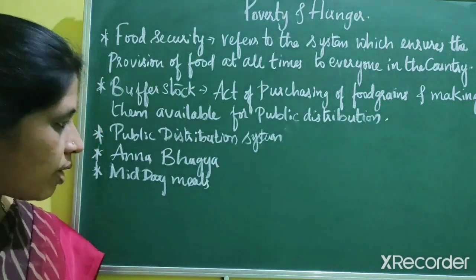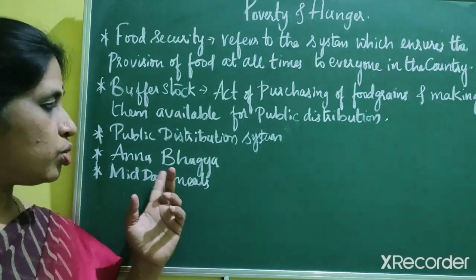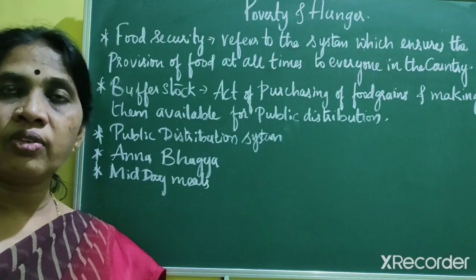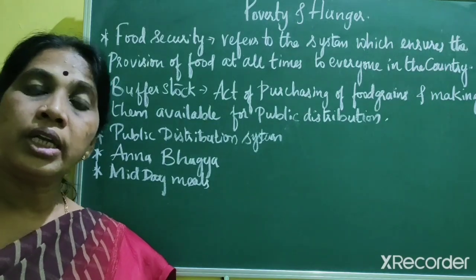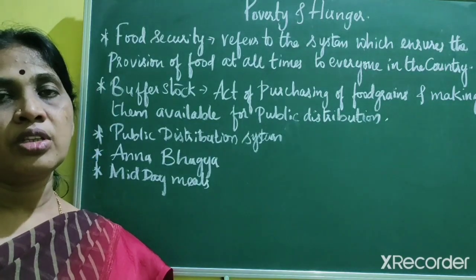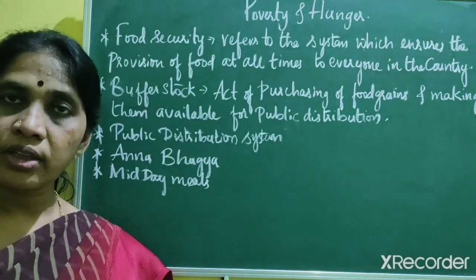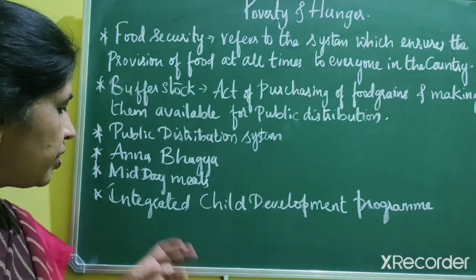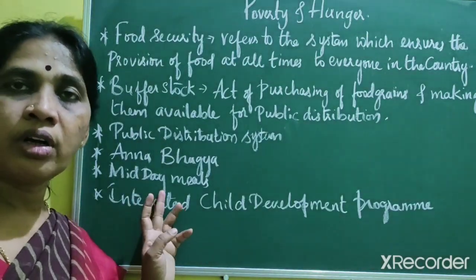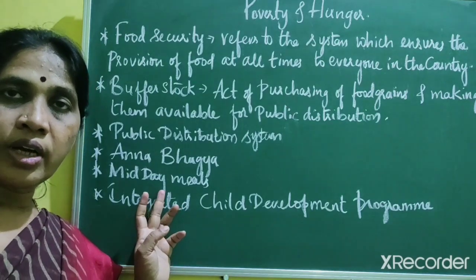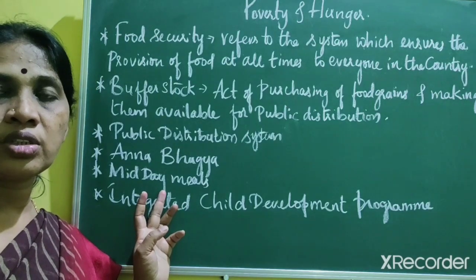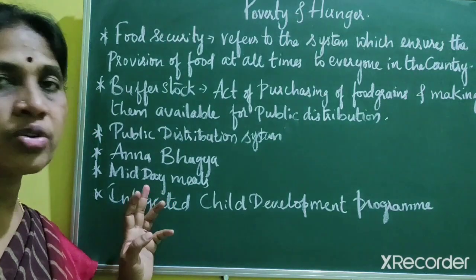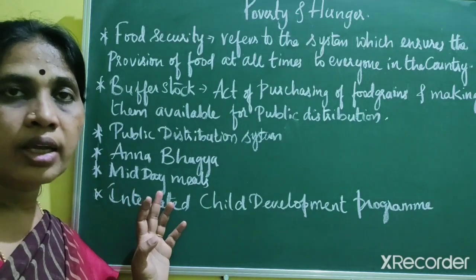Apart from the public distribution system and Annabhagya Yojana, the government has implemented various other programs like the Integrated Child Development Program. This has been introduced to provide supplementary nutrition to children. And you also have midday meals. You might have heard that in most government schools, especially in Karnataka, children are provided one full meal. So this is also one of the measures to eradicate hunger.